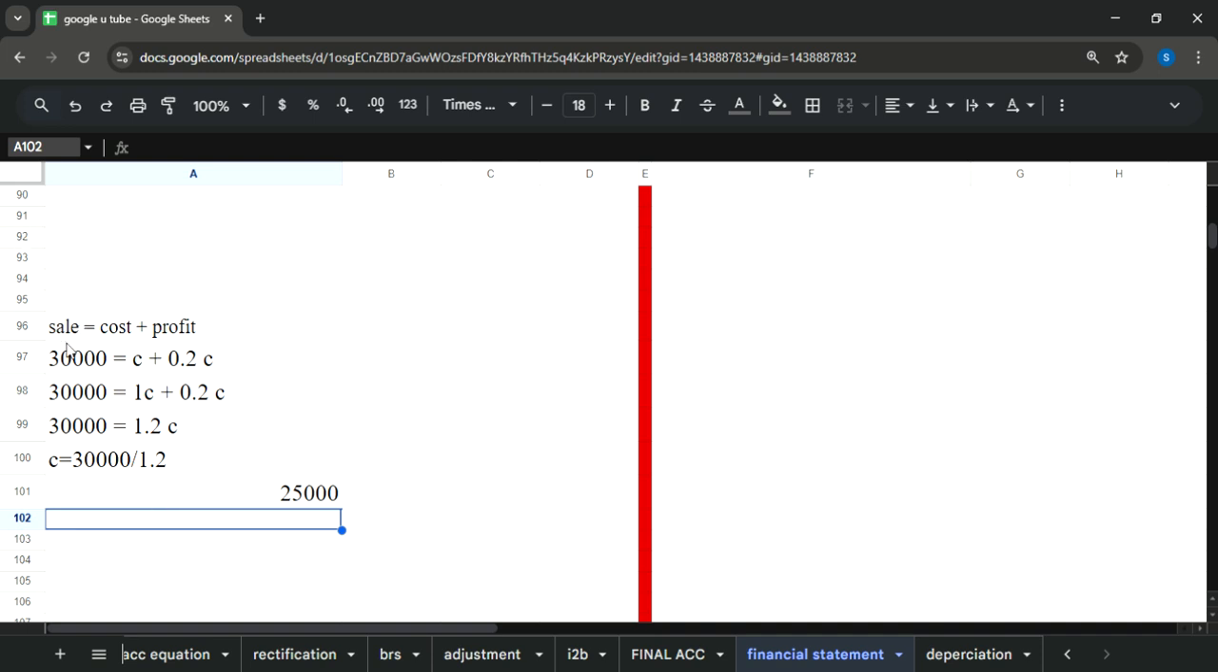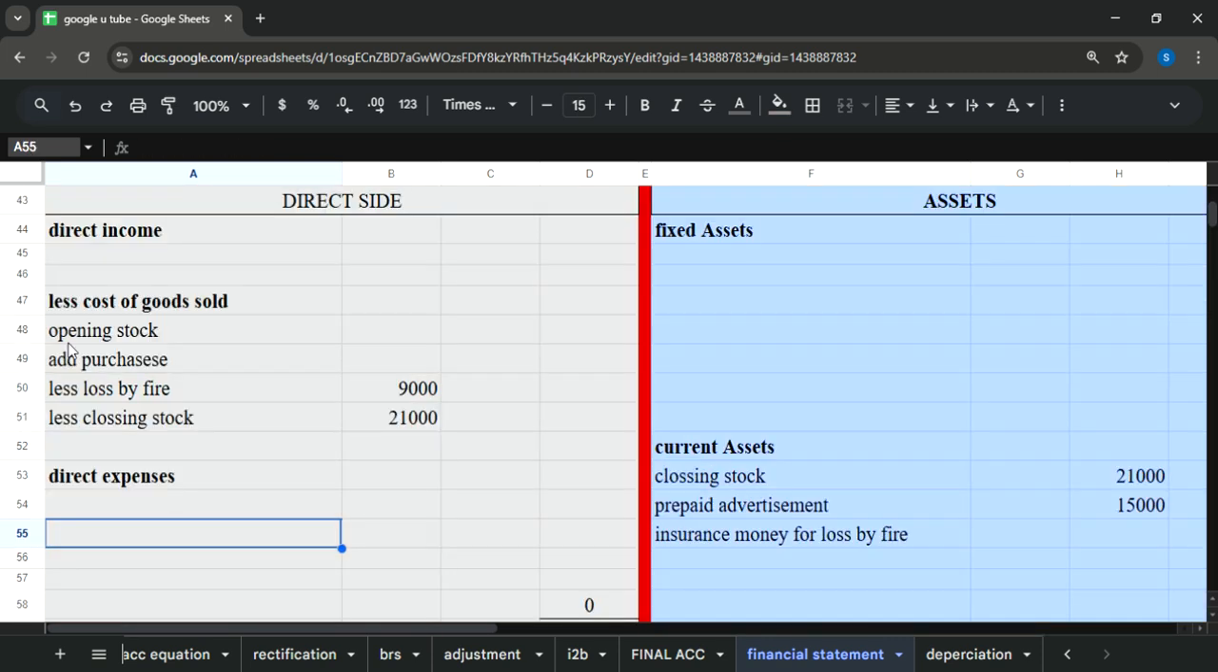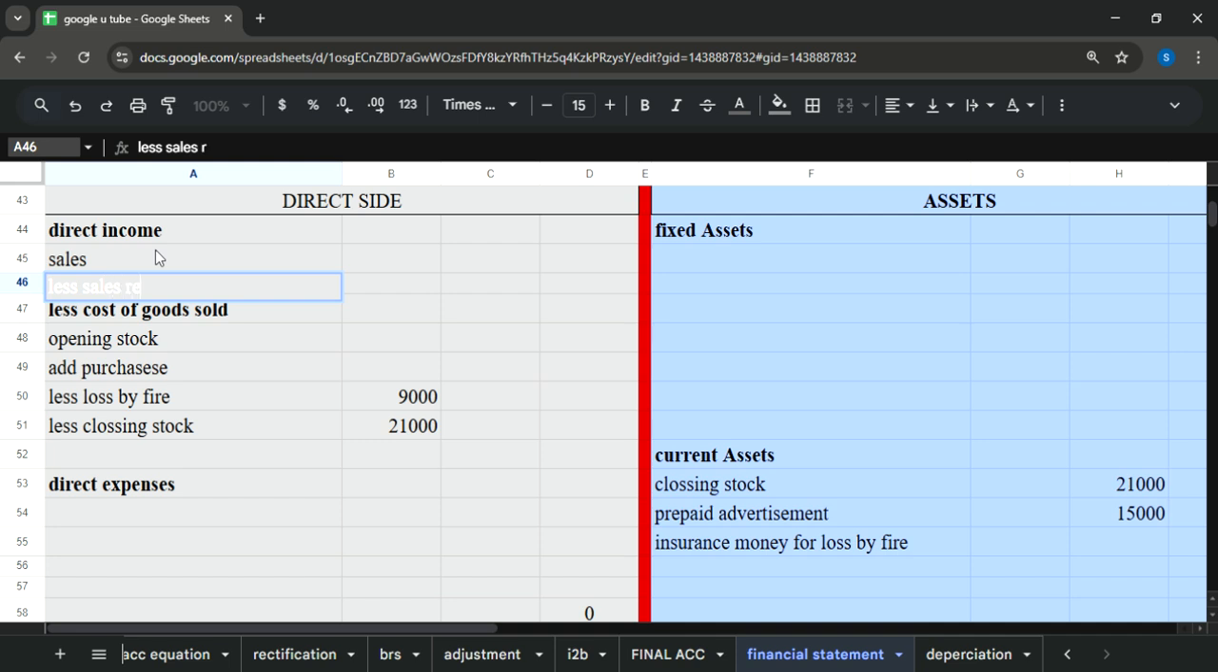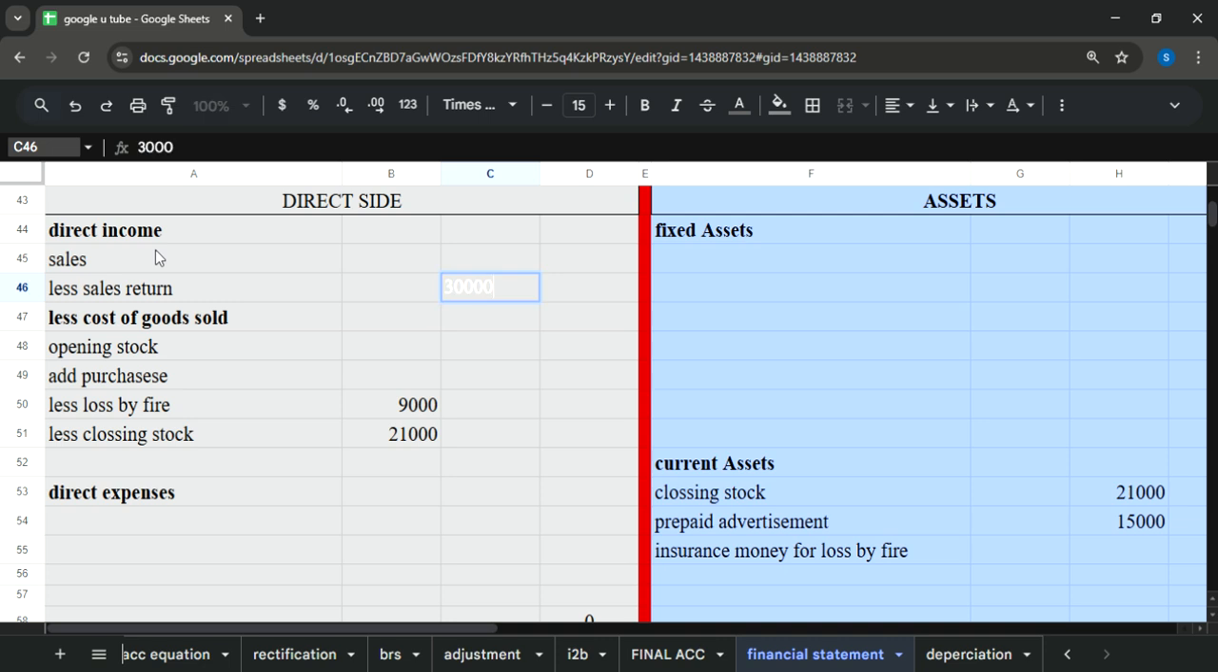Now the second step. Price is sale. When your customer is returning it, it is considered a sale return. So you will go to your direct income side, and here first you mention sale and less sales return, because your customer is returning it. How much amount? 30,000. When the customer returns these commodities, your stock will increase. So here you will take it back, returns, and you will add.